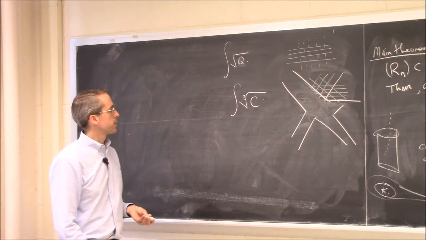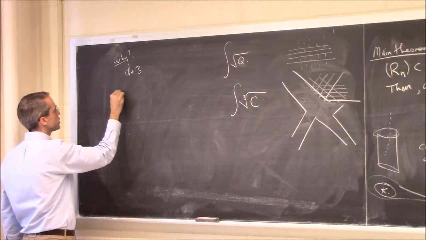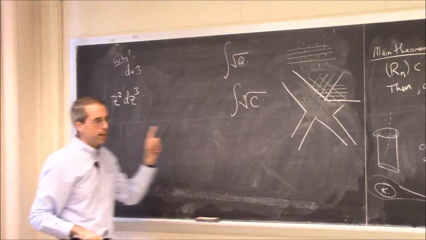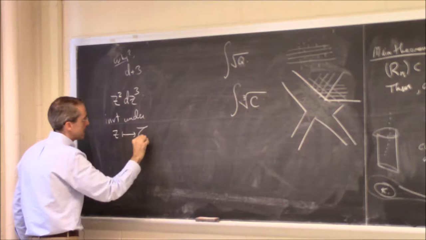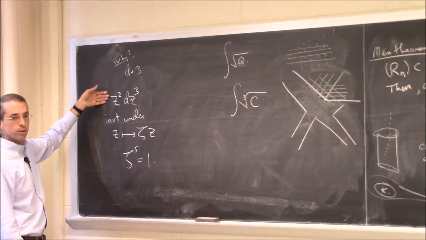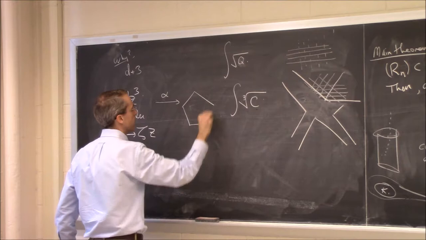I never said anything about why d plus 3, but it's directly related to your question. If you consider the cubic differential z squared dz cubed, that corresponds to having five third-planes all glued around a vertex. And so it has this kind of fivefold symmetry. In fact, this is invariant under the map z goes to zeta z, where zeta to the fifth is equal to 1. If you pull this back by a primitive fifth root of unity, you get the same thing, because you have two zetas here and three zetas here when you take the derivative. And so this actually corresponds under our map alpha to the regular pentagon.